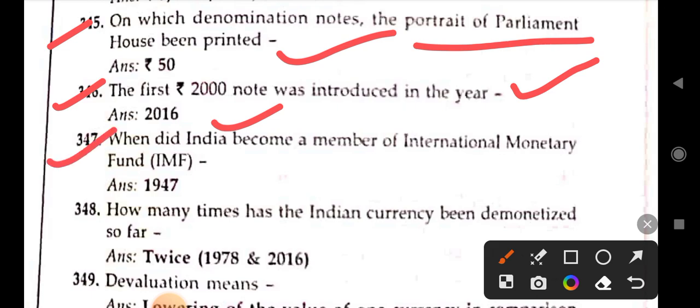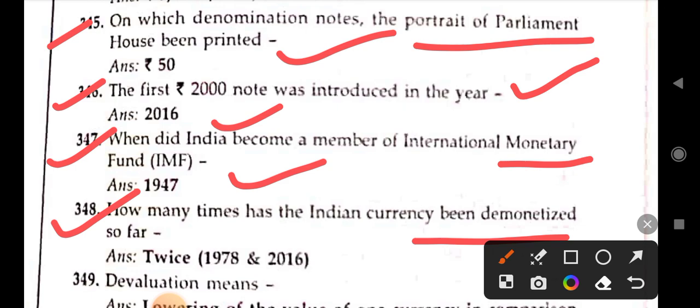When did India become a member of the International Monetary Fund? 19 April 1947. How many times has the Indian currency been demonetized so far? Twice, in 1978 and in 2016.